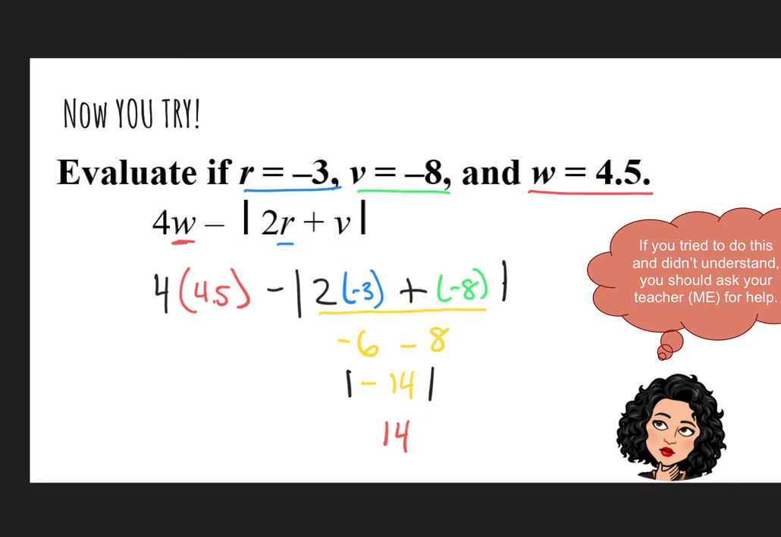Then bring down everything else. We have 4, 4.5, and the minus. So now we want to find 4 times 4.5, which gives me 18 minus 14. So my final answer will be 4.